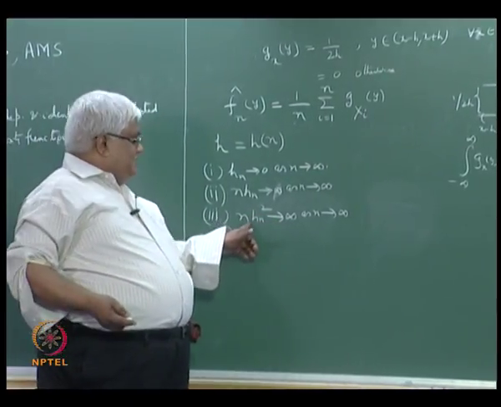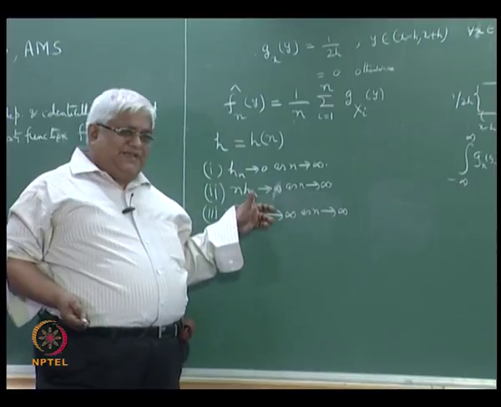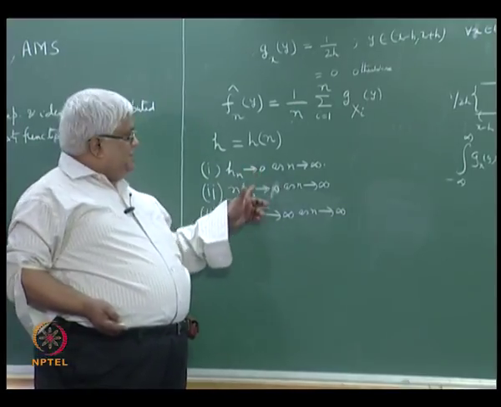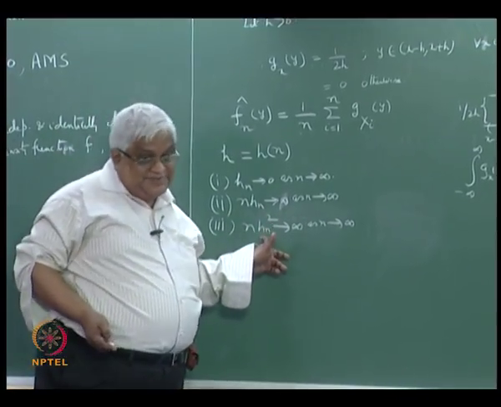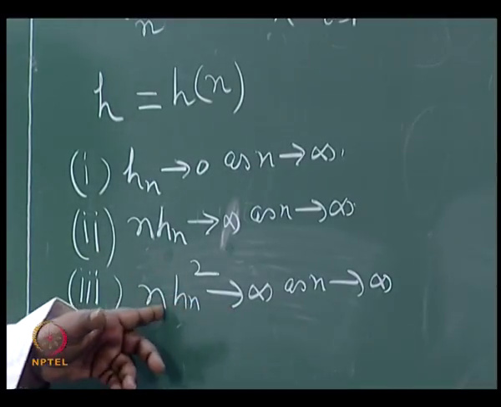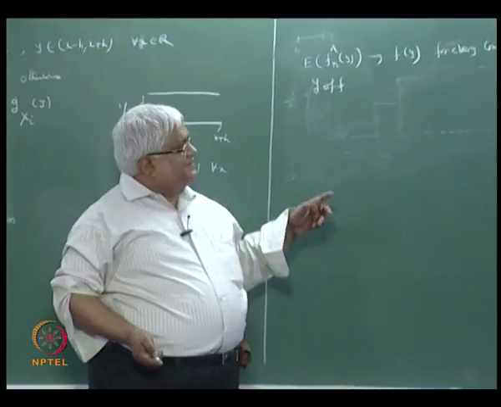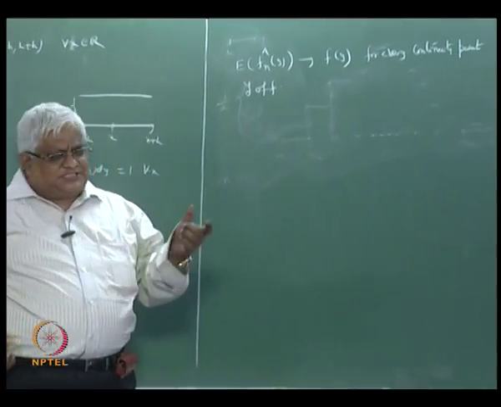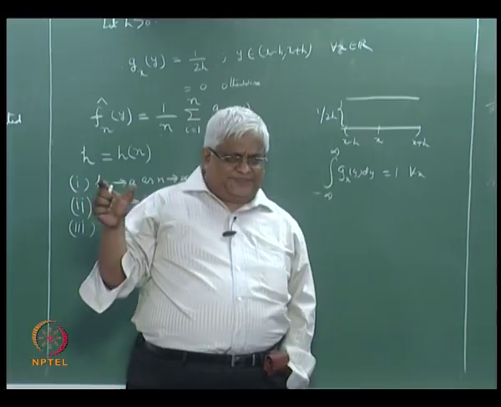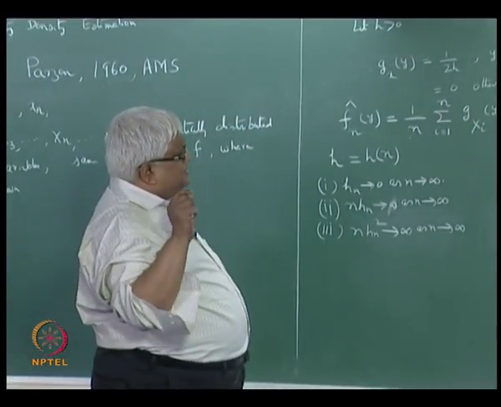Note that if this is satisfied, then surely this is also satisfied. Is it correct? When this is satisfied, this is satisfied because h n is going towards 0, but this being satisfied does not mean that this is satisfied. So, if you take a sequence h n goes to 0, n times h n square goes to infinity, then naturally n times h n also will go towards infinity. He showed that this estimate is asymptotically unbiased, that is this, and consistent. Consistent means basically the error goes to 0. So, this is what he had shown.